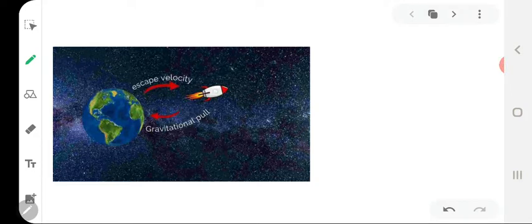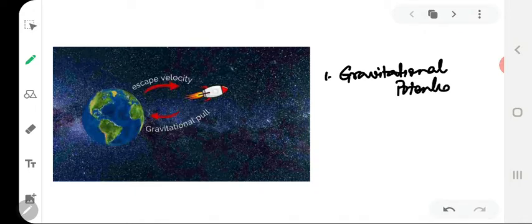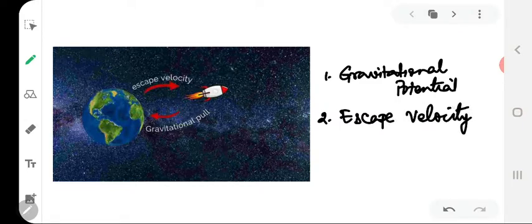In a previous class, we have discussed the gravitational field, intensity of gravitational field due to Earth, and finally about gravitational potential energy. Today, we shall discuss two topics from the chapter. The first one being gravitational potential, and the second one being escape velocity. Let's begin with the first topic.